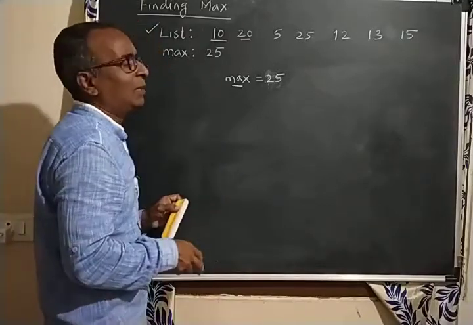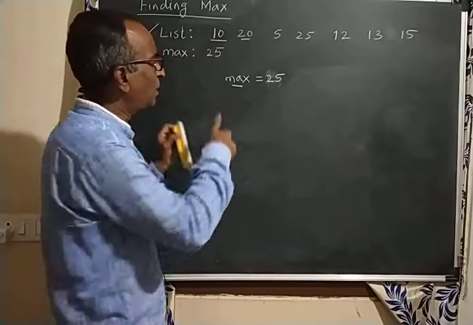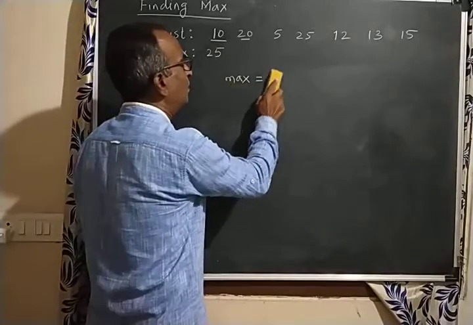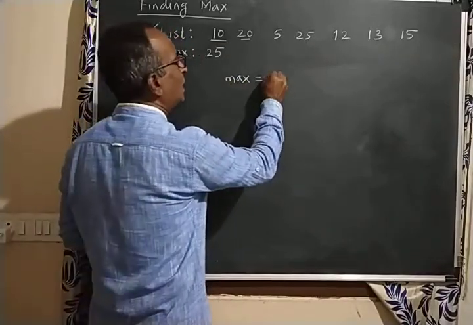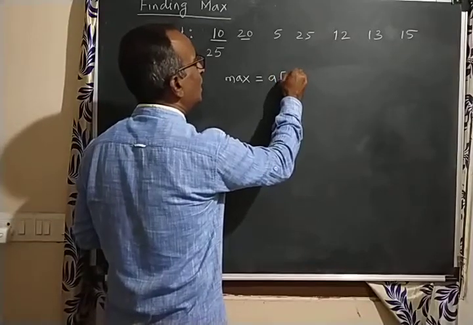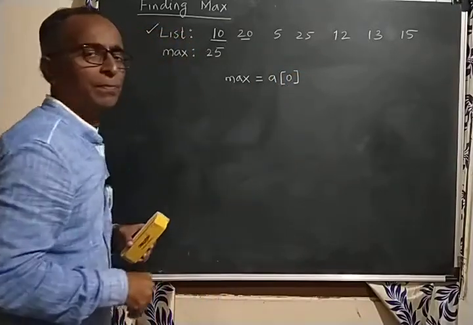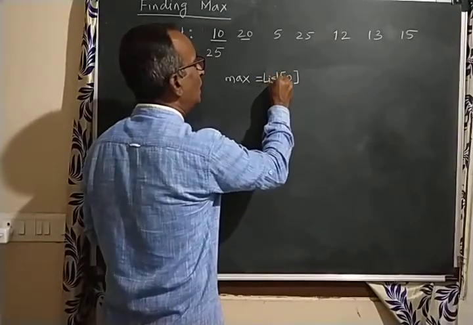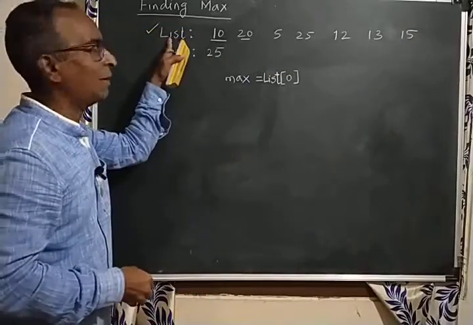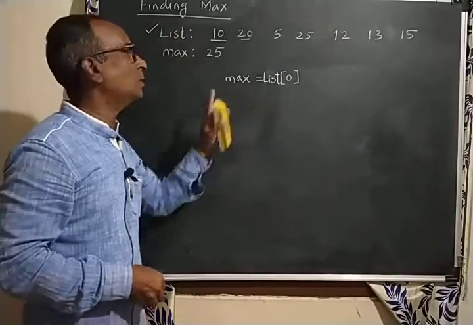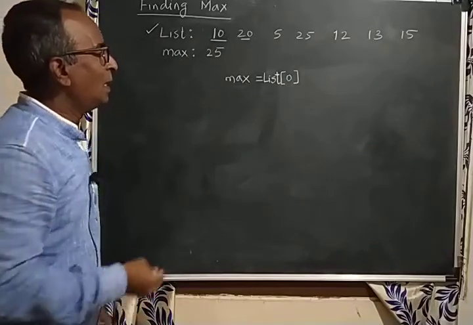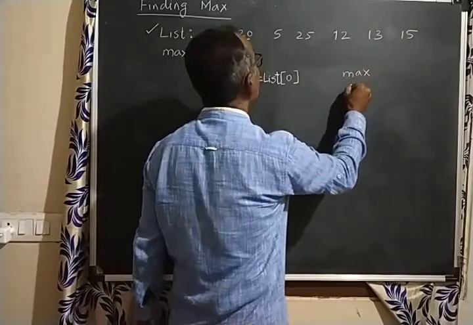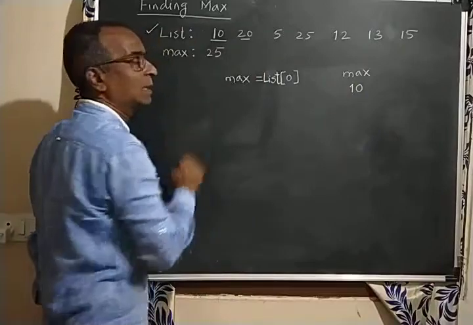So what exactly are we doing? If we want to create a logic, the central theme will be like this. What exactly have we done? We are initializing this max with the first element in the array. So instead of A, I'll give list of 0. The list I have given is an array. List of 0 is given to max. Now, what is in max? In max, you have given 10 by this statement.